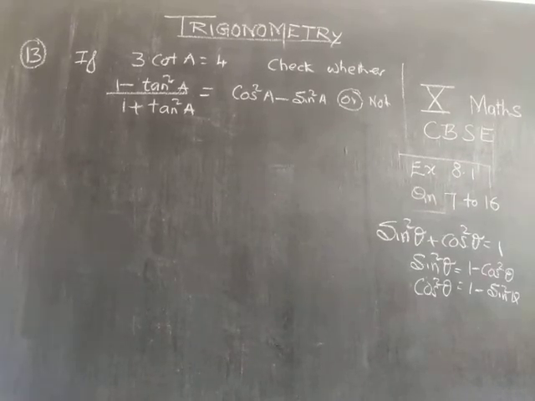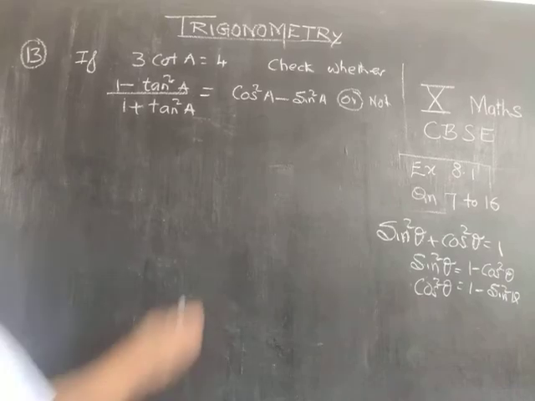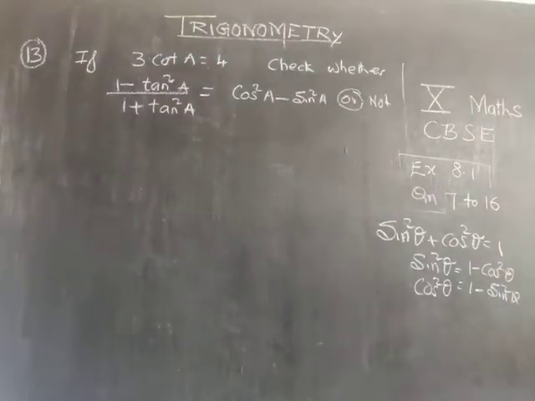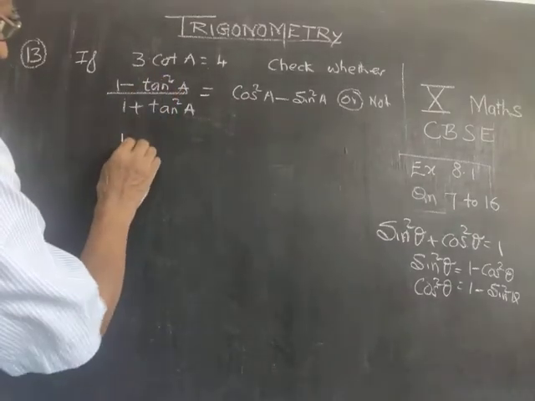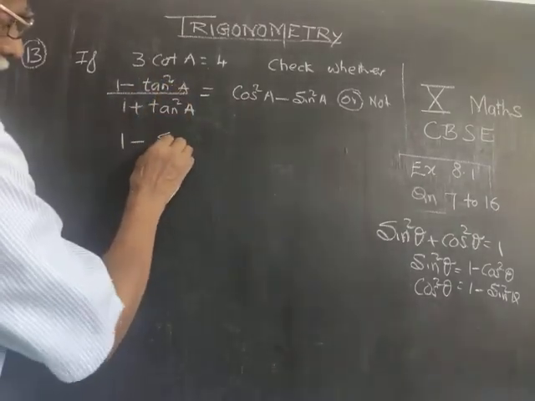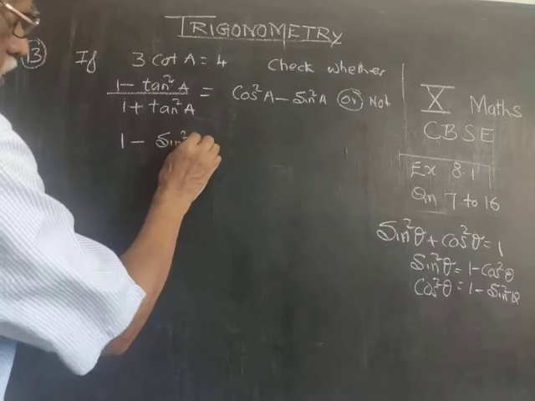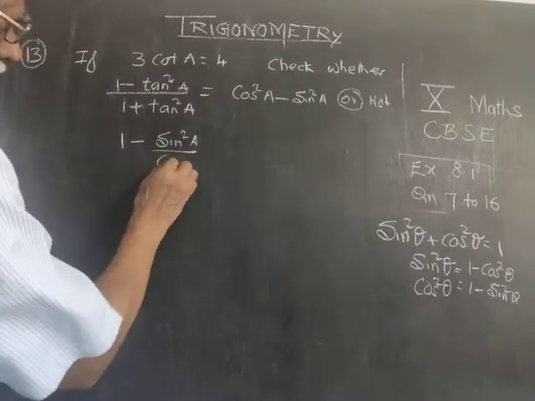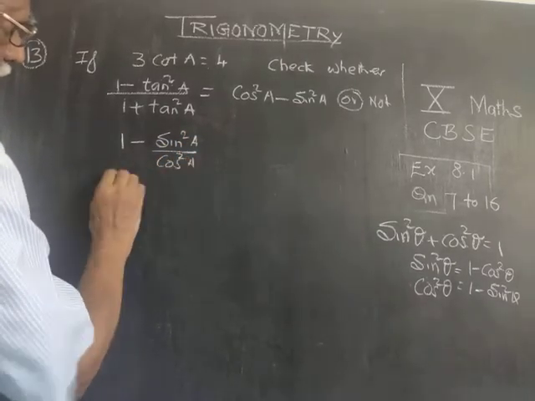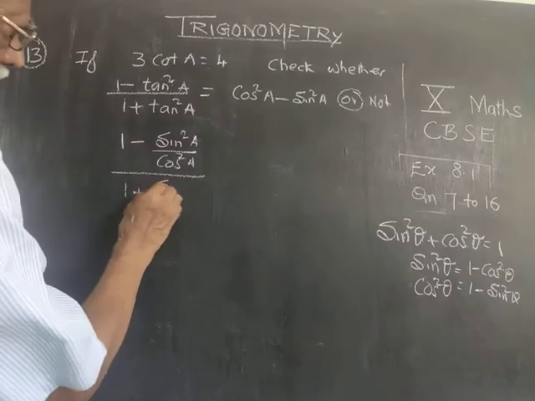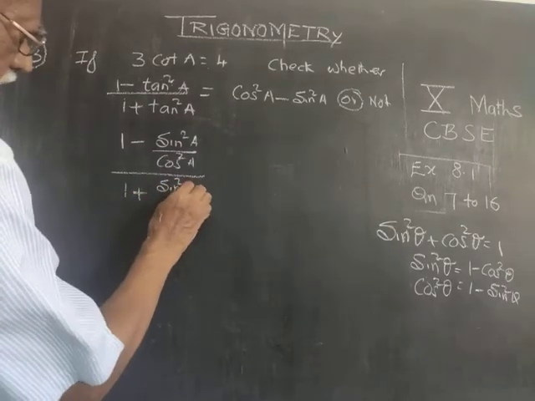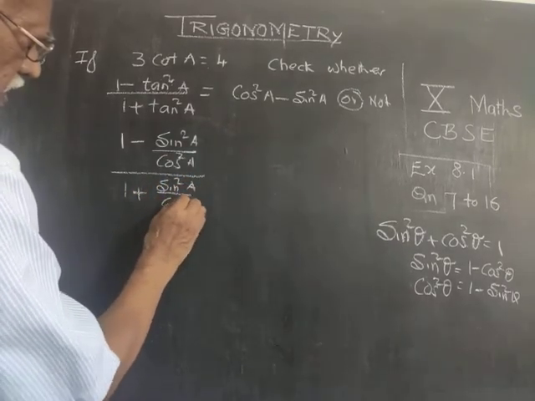Next question. If 3 cot A equal to 4, check whether (1 minus tan square A) by (1 plus tan square A) is this. There is no necessity for this particular at all. This holds good, I think. Let me see that. 1 minus tan square. What is tan? Tan is sin by cos. So it is sin square A by cos square A. Similarly, this part will be sin square A by cos square A.